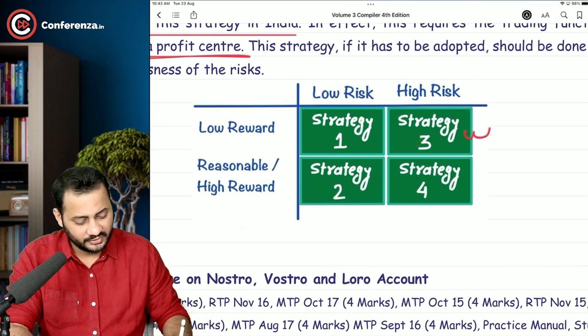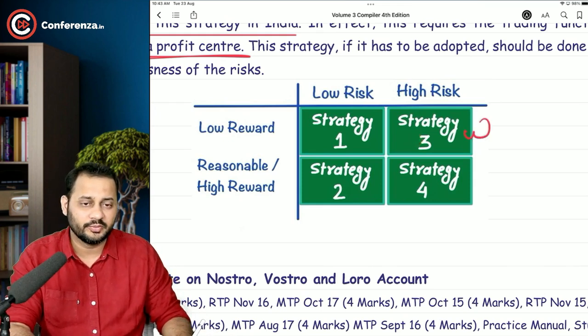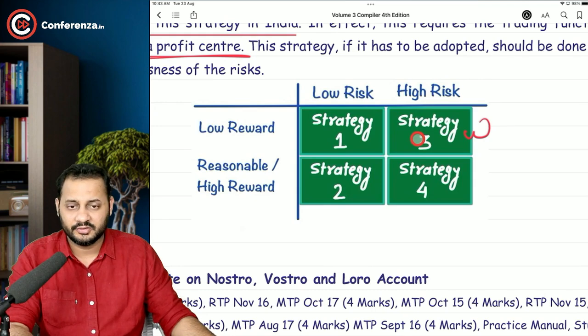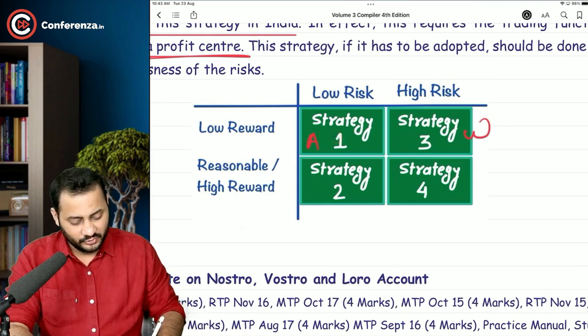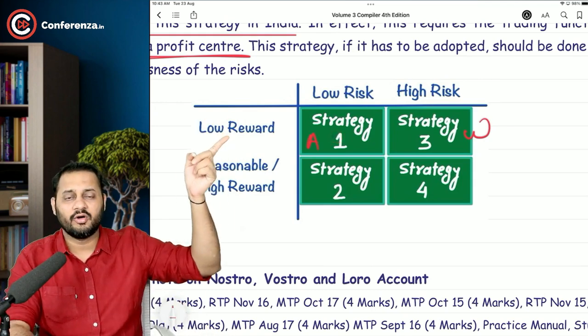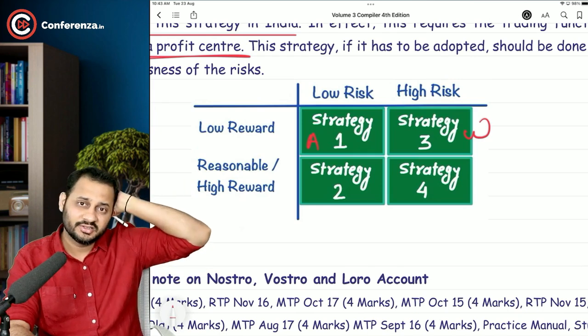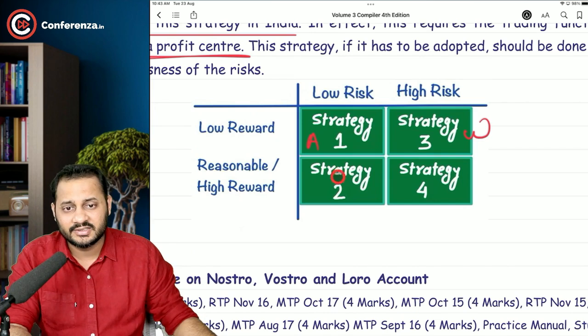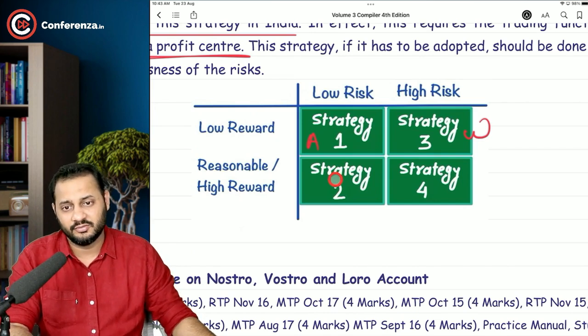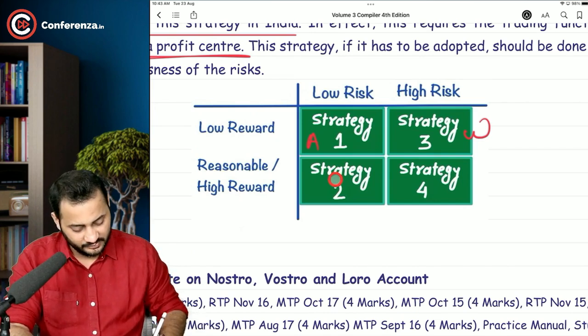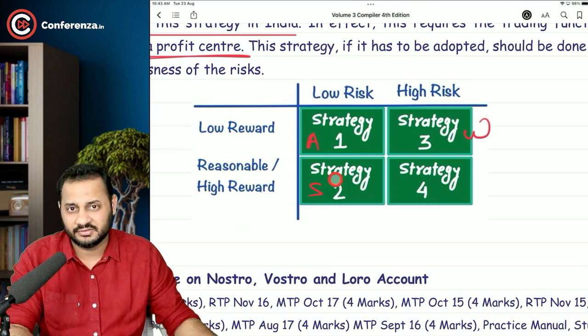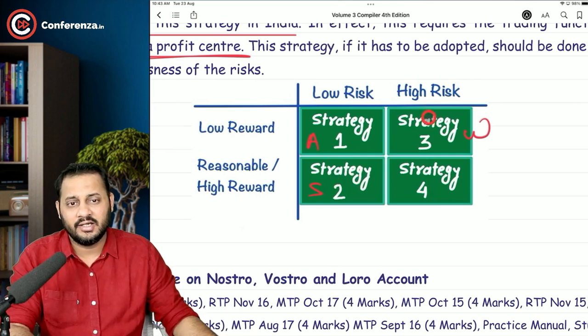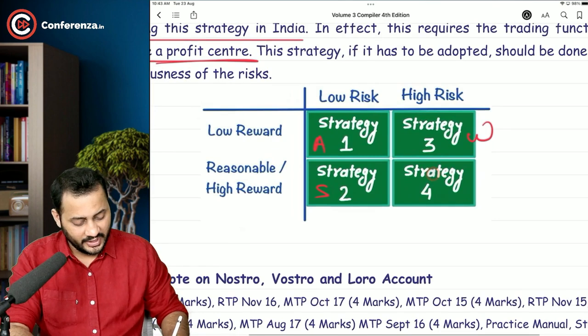This is going to be the worst strategy, keeping all the positions open. High risk, low reward. In this, what happens is you take all the transactions into automatic hedging. So the risk is low, reward is low. In this case, you do the selective hedging. Low risk, reasonable reward. Selective hedging. S for selective. And in this case, what happens is that you actively trade.